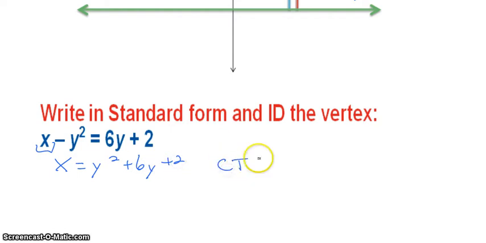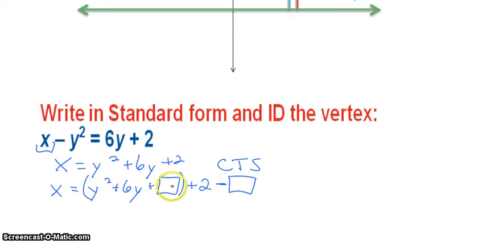And now we need to complete the square. That 2 does not complete my square, so I need to figure out what does. So complete the square again. To keep it balanced, we add it to the inside of our parentheses and we subtract it from the outside. So to figure out what number goes into my box, I take my b value divided by 2 and square it. So when I take 6 divided by 2 and square it, I get 9. So I'm going to both add 9 and subtract 9 to keep it balanced.